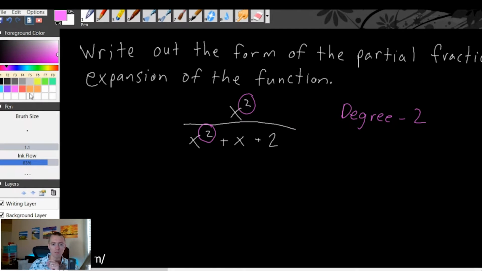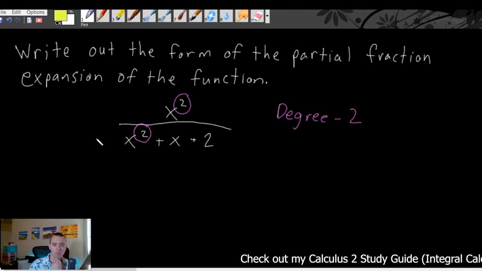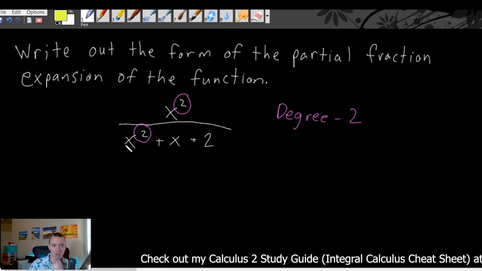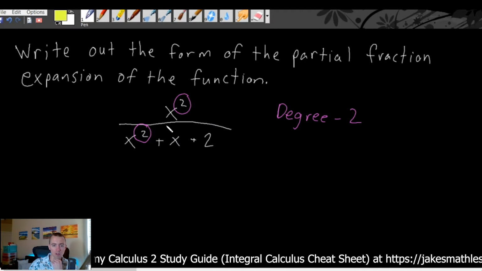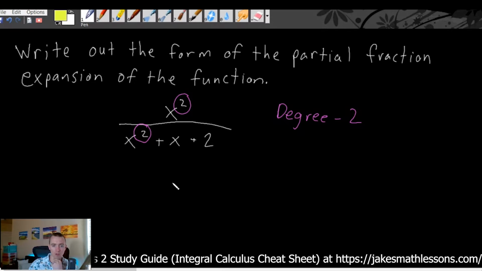So if the degree of the numerator is greater than or equal to the degree of the denominator, then we typically would want to start out with long division of polynomials. If the degree of the denominator is greater than the degree of the numerator, we don't need to do that. But since they're equal in this case, we do want to start out with that long division.